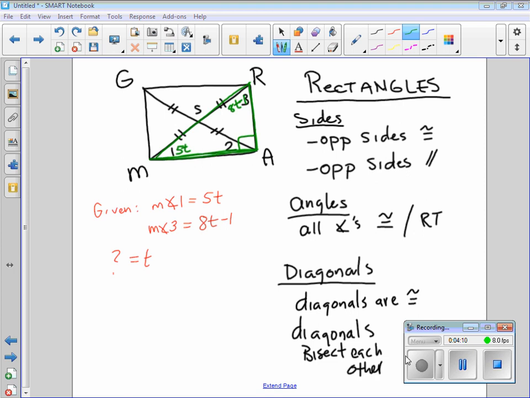I'm going to go a little bit quicker. I know that in a triangle, the two acute angles, that's 5t in this case, and then 8t minus 1, have to equal 90 degrees. I'm just basically subtracting away from 180 the 90-degree angle that's given. So now it's just a matter of solving that equation. Okay, and so that's an example. Now, what I need you to understand is this. There are tons of problems out there that we could be dealing with these characteristics of rectangles.